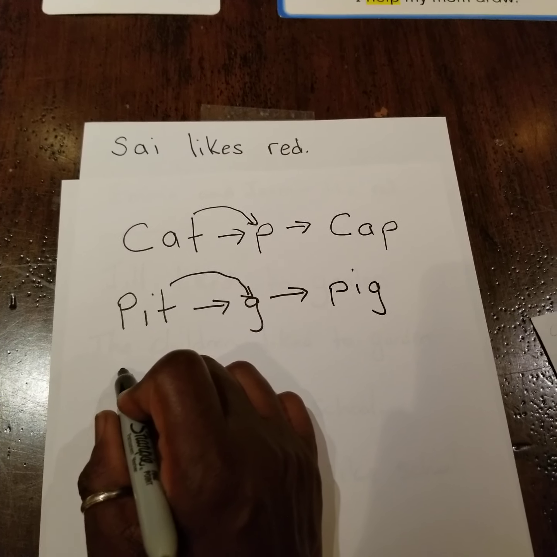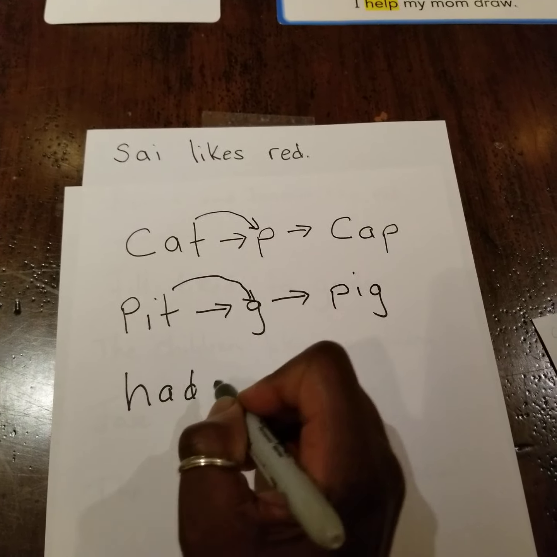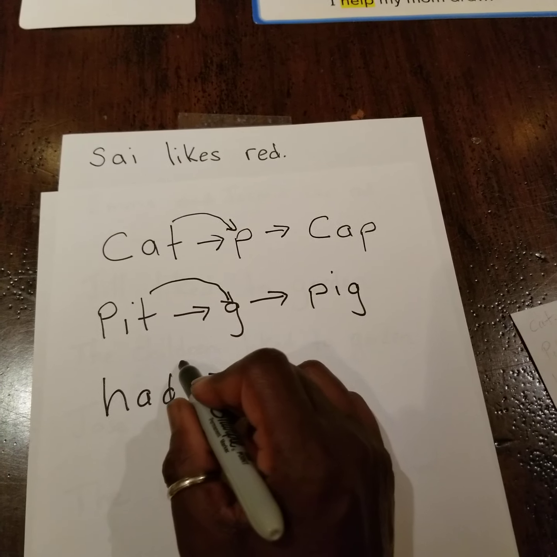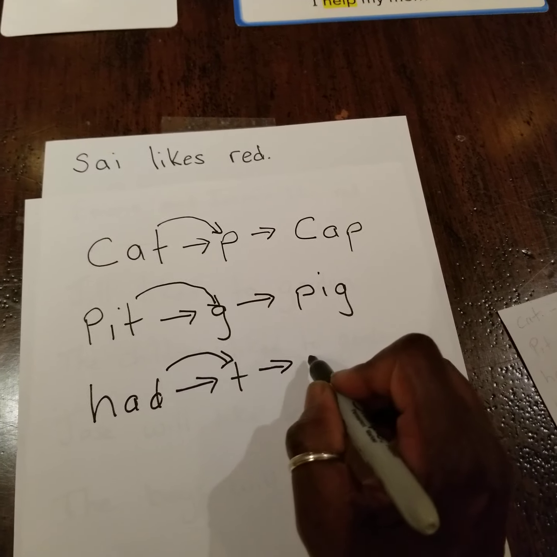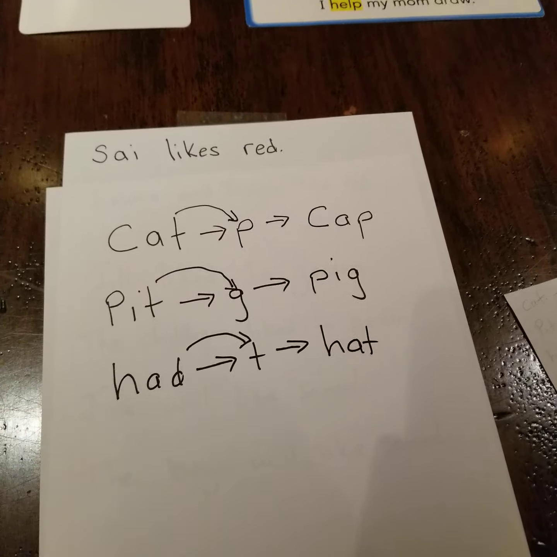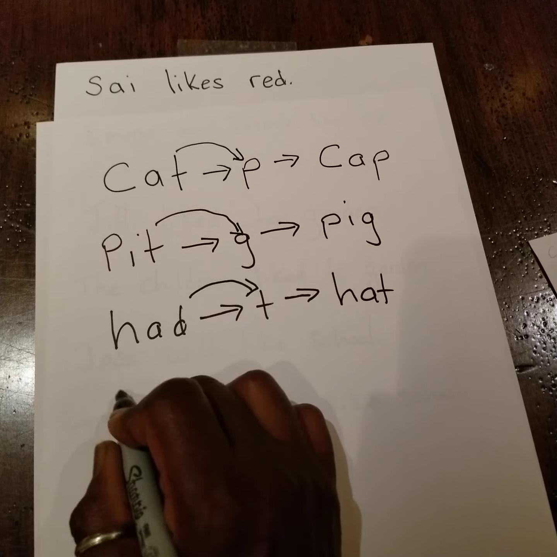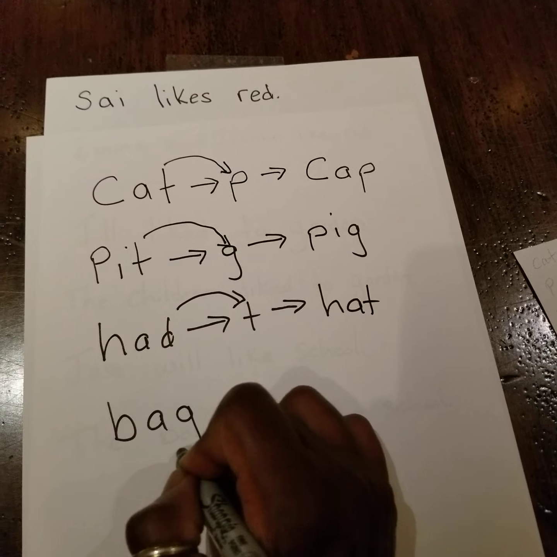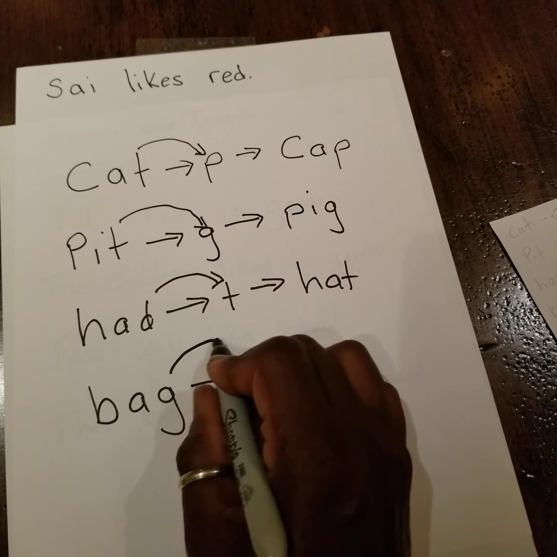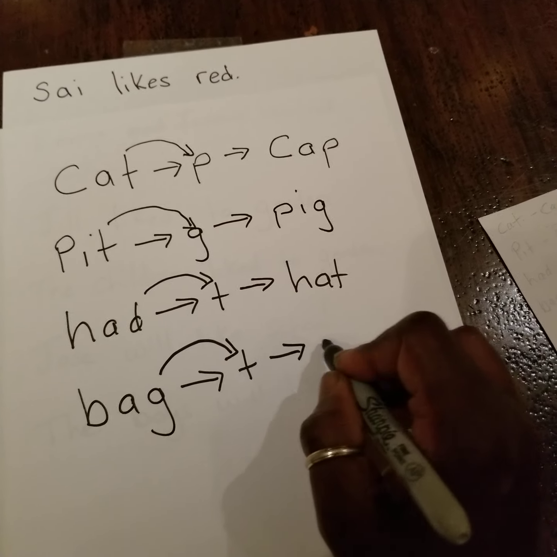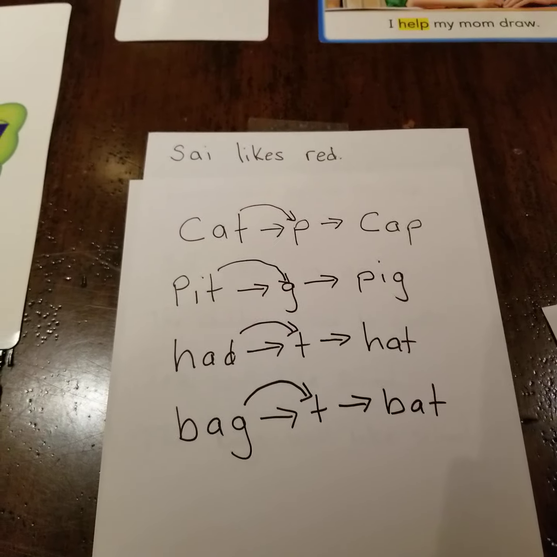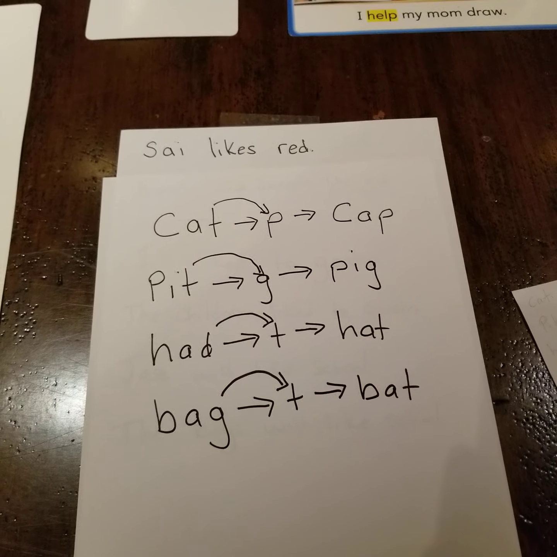Next, if I have the word "had," and I change the D to a T, I now have "hat." And my last word, if I have "bad," and I change the last sound to a T, now I have "bat." Alrighty, so those are our substitutions.